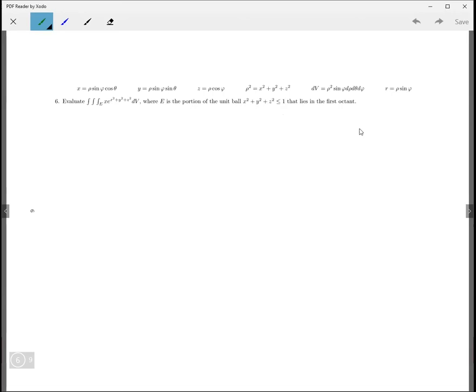So this one is just going to be in the first octant. So it's just going to be this part right here. And so, again, the first thing you want to do is figure out what your limits are. Anybody want to take a crack at any of these?